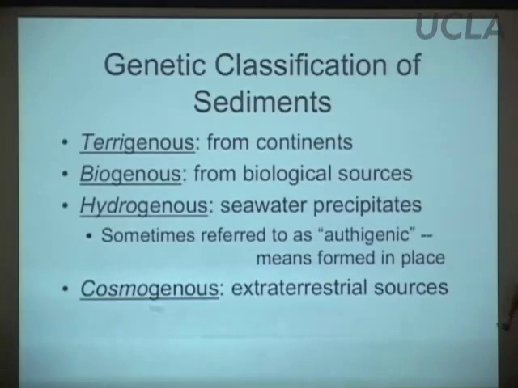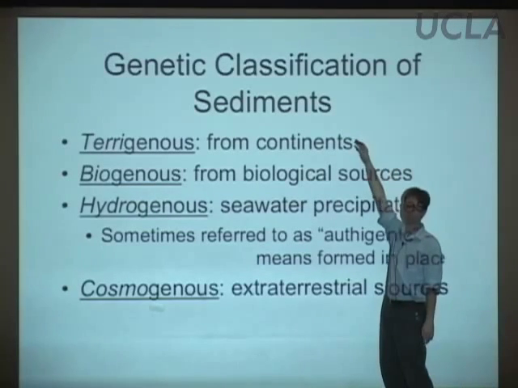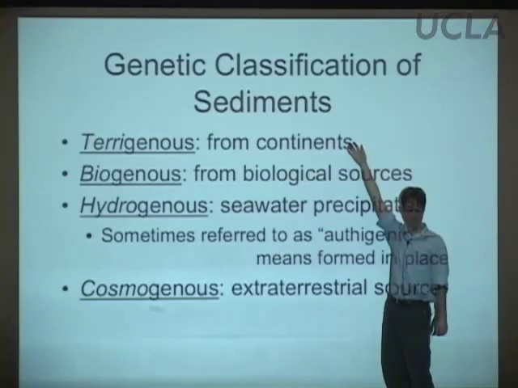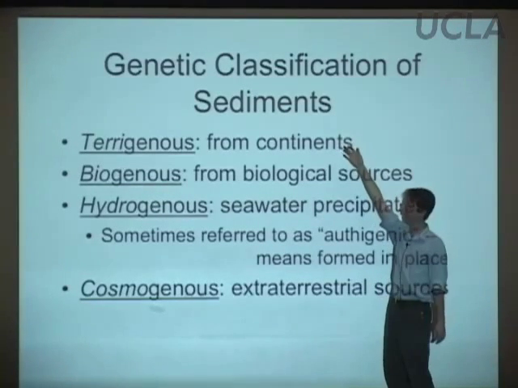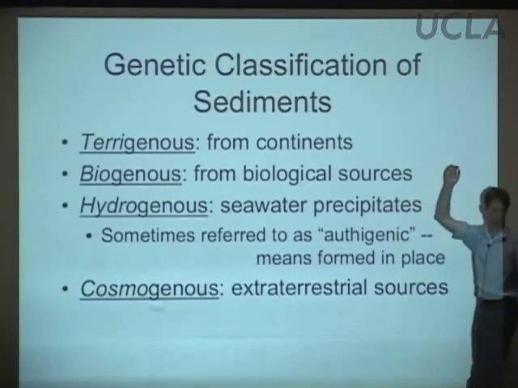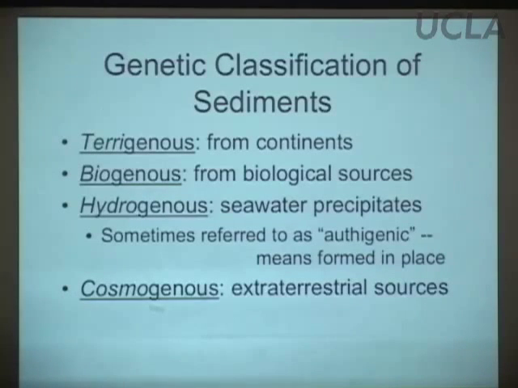Okay, so your typical beach sand in Los Angeles is a good example of a terrigenous sediment. It's all chunks of granite and sand from continental rocks for the most part. Biogenous sediments: shells, shark's teeth. Hydrogenous sediments: we came up with the example of sodium chloride, crystalline salt that you get from evaporating seawater. And we'll also see some other examples of that later in today's lecture. And then finally, cosmogenous sediments, which we'll see some dramatic examples of later in today's lecture.